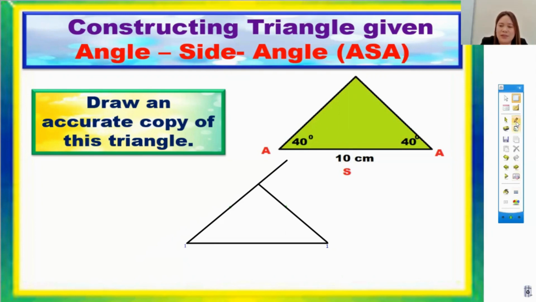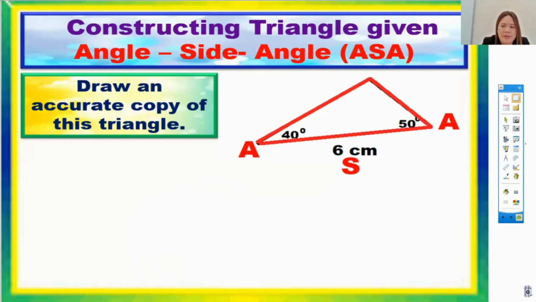And lastly, of course, we need to label. This is 40 degrees here, so label the angles that are given in the triangle. This is also 40 degrees here. We're going to label. And lastly, we have the sides, which is 10 centimeter. So the steps are very easy, year 8, right? If you want to erase this part, no problem. If you want to let it stay, no problem also.